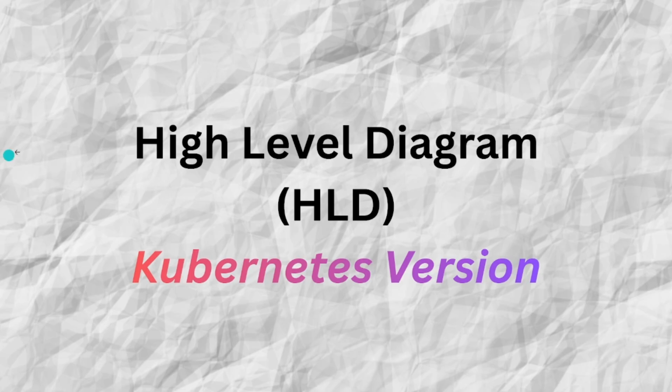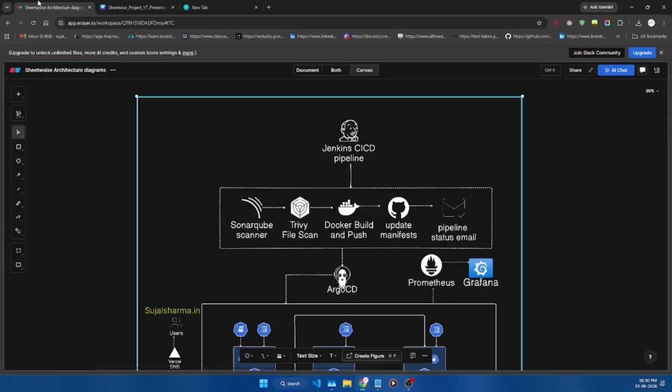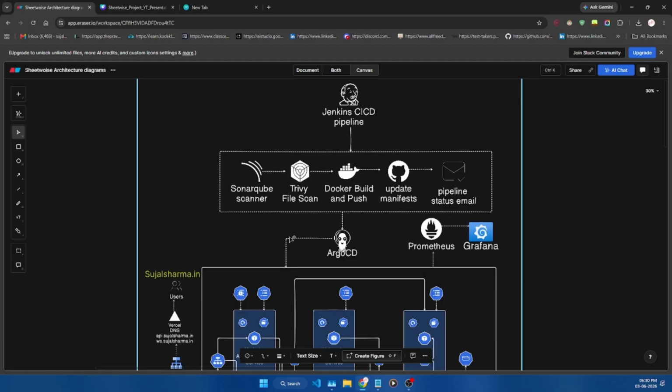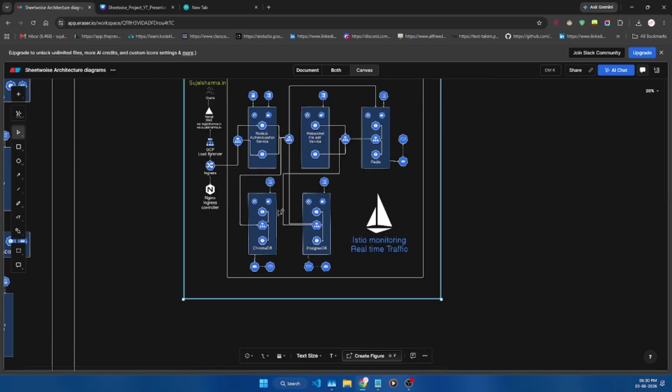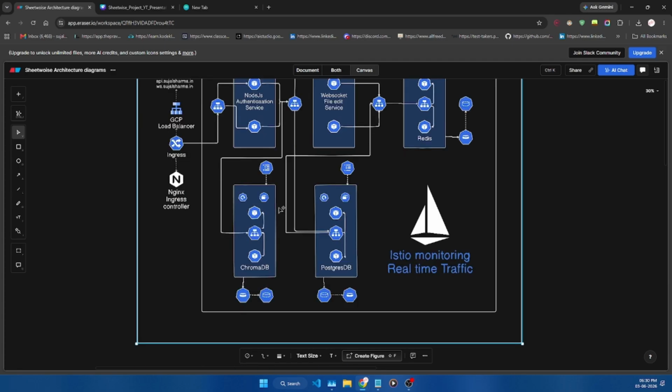So let's now move on to the high level diagram of the application. There are two high level diagrams of this application. First is the Kubernetes version, which I am showing you right now. So here is the Kubernetes version of the high level diagram. It is quite comprehensive and detailed.